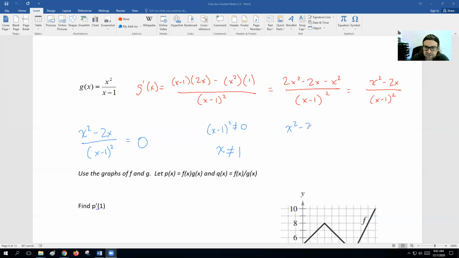When does x squared minus 2x equal 0? Well, to solve this quadratic, we have to factor out an x and then set both parts equal to 0. Well, x equals 0 is just a simple expression, and then x minus 2 equals 0. That means x would equal 2.